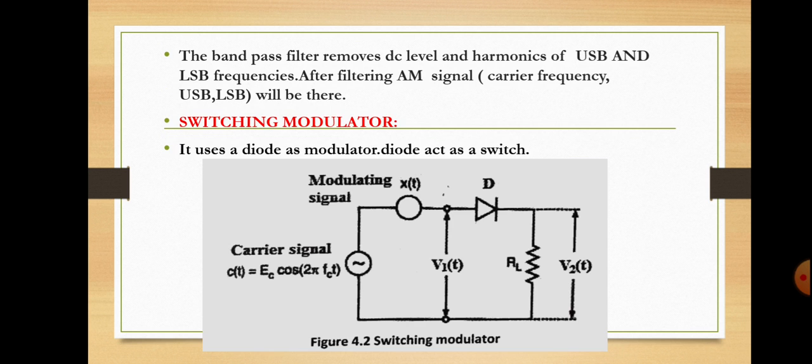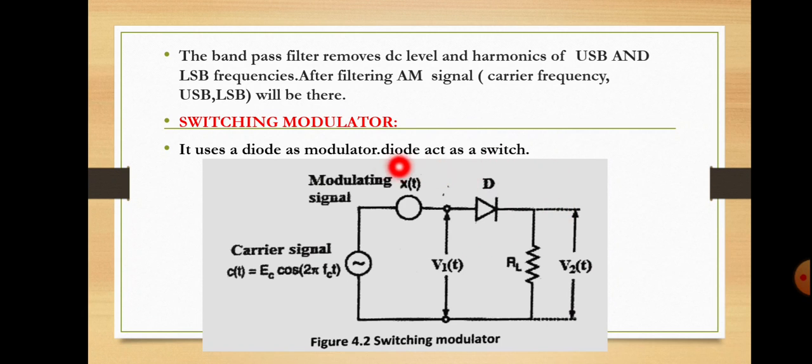So next we will discuss the switching modulator, which is another type of AM modulator, and this is the diagram of the switching modulator. Here you can see that there is a diode, which is a nonlinear device, and a modulating signal and the carrier signal are applied in series to this diode, and the output is taken across the resistor RL. Let us see how this diode produces an amplitude modulated wave.